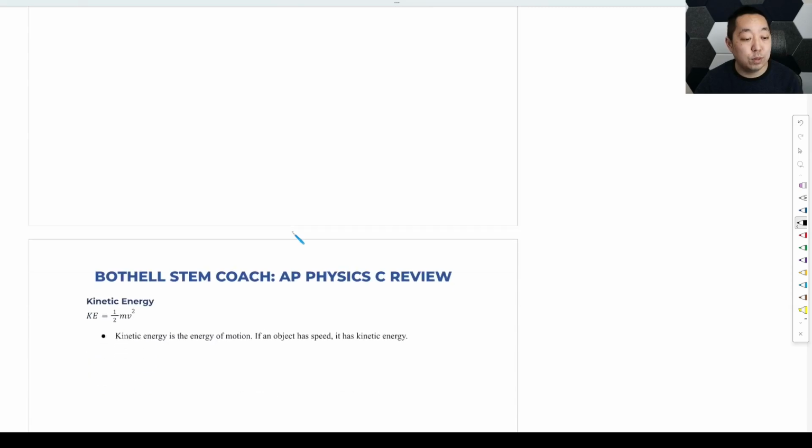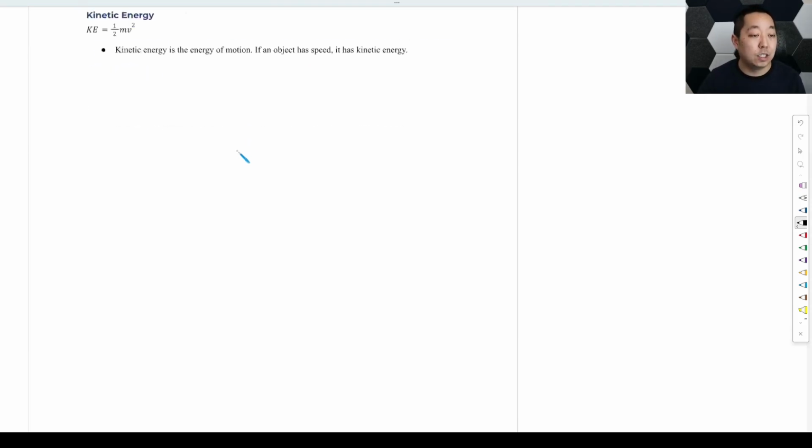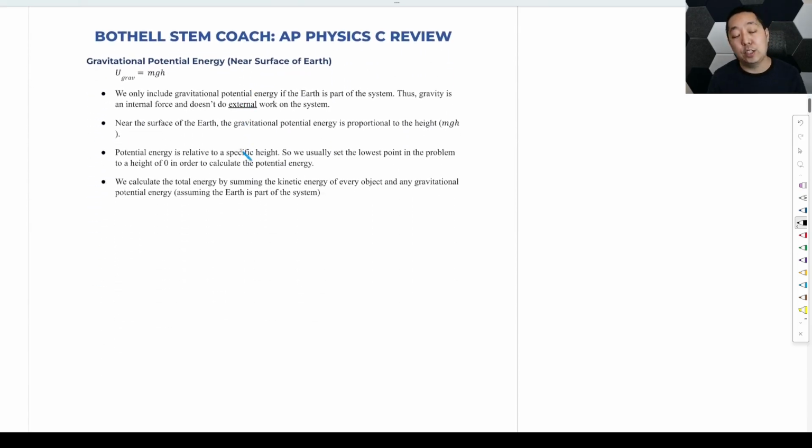Now there are different forms of energy depending on our system. Kinetic energy is the most basic one. It's 1/2 mv squared, the energy of motion. Anytime anything moves, it has kinetic energy. Then gravitational potential energy: near the surface of the Earth, where we assume gravity is about constant, from Newton's law in the previous unit, potential energy from gravity is mgh.